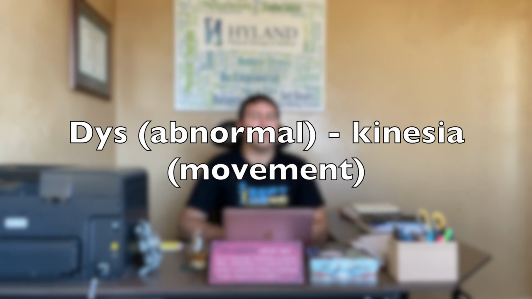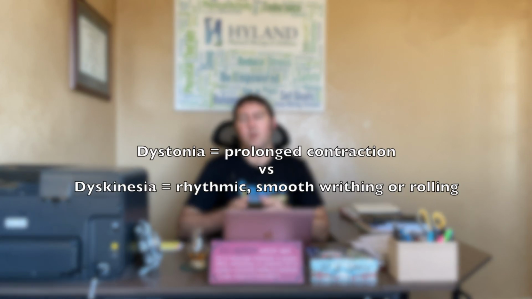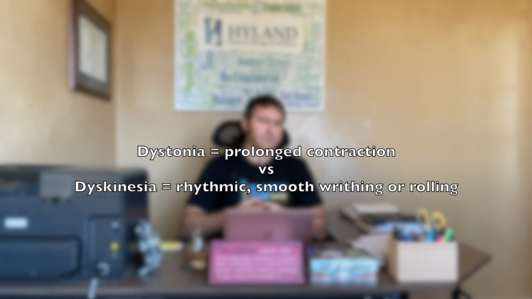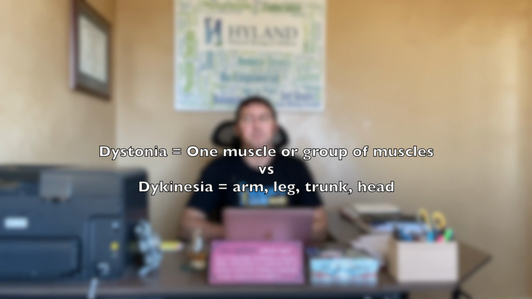The dystonia tends to be a prolonged involuntary muscle contraction, whereas dyskinesia, it's also involuntary, but it tends to be a continuous rhythmic movement. And dystonia tends to happen in one muscle or group of muscles in a particular area, whereas dyskinesia tends to be in, let's say, a single limb or the trunk, a leg, head, neck, that kind of thing. It's basically a regional movement.